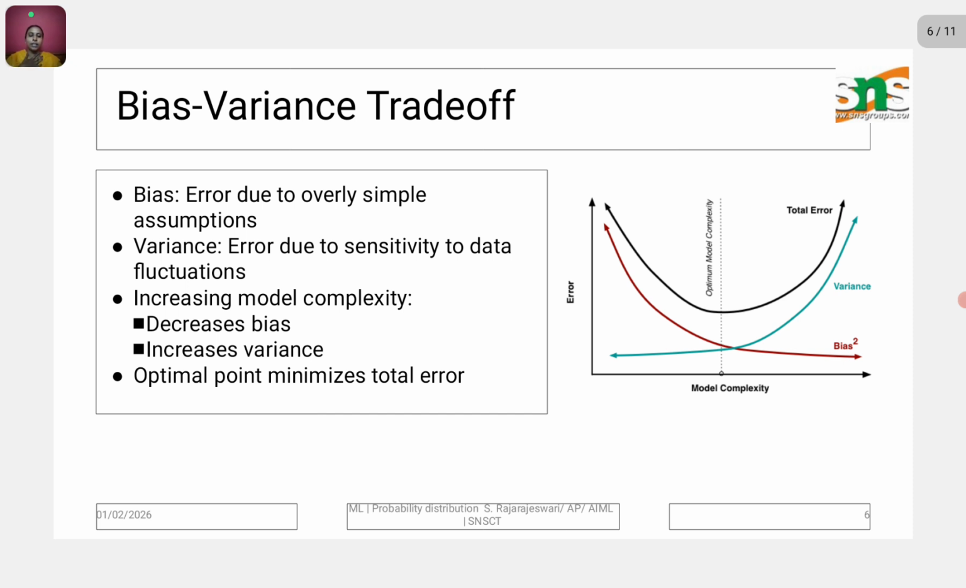Here the graphical representation shows model complexity and error, with the optimum model complexity, and the bias squared and total error, which is bias squared plus variance. Bias is error due to overly simple assumptions, and variance is error due to sensitivity to data fluctuations. Here it leads to decreased bias and increased variance. The optimal point is the one that minimizes total error.